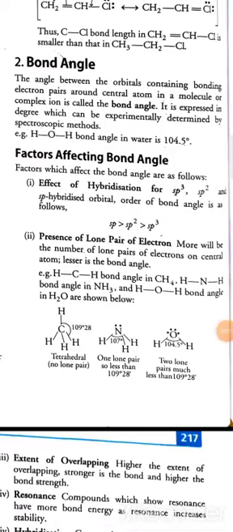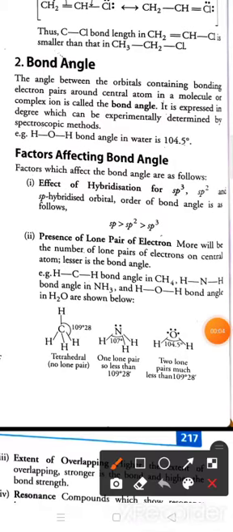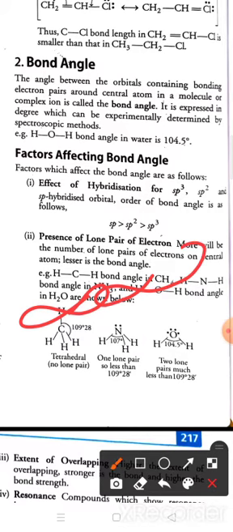Now we are talking about the bond angle. The angle between the orbitals containing bonding electron pairs around the central atom in a molecule or complex ion is called the bond angle. It is expressed in degrees, which can be experimentally determined by spectroscopic methods. It is just like if there are two p orbitals and they overlap like this, then the bond angle will be 180 degrees.